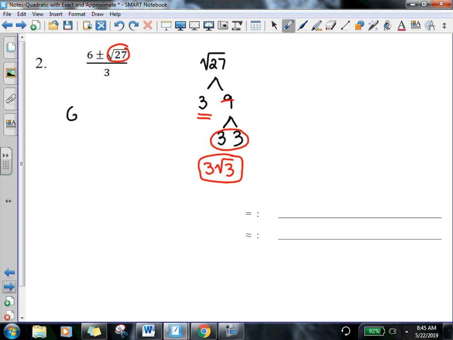So I now have 6 plus or minus 3 square root of 3 over 3. Now, to reduce, I again have to look for this kind of trifecta.